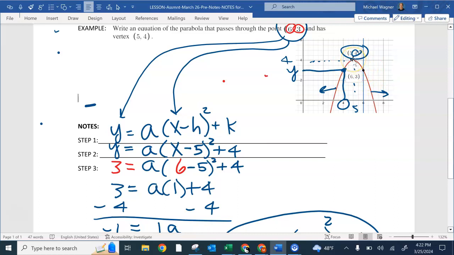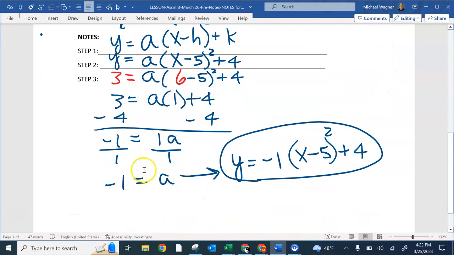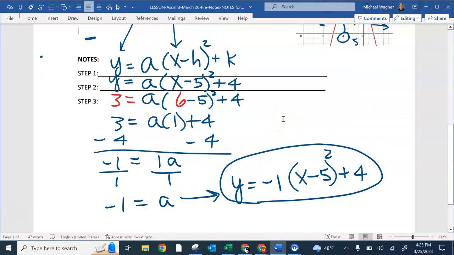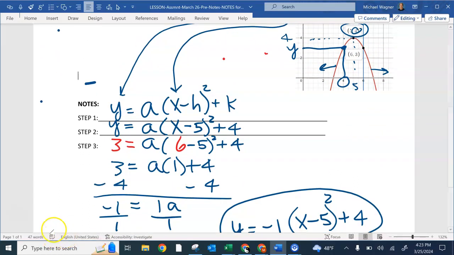So if you've got the vertex and you have any other point, you can go through this process right here, which is what we're going to do for the homework assignment, to figure out what the equation is that goes through those 2 points. So that's it.